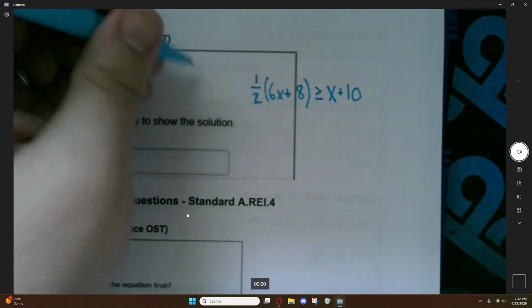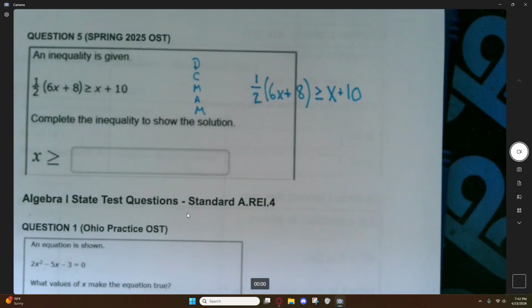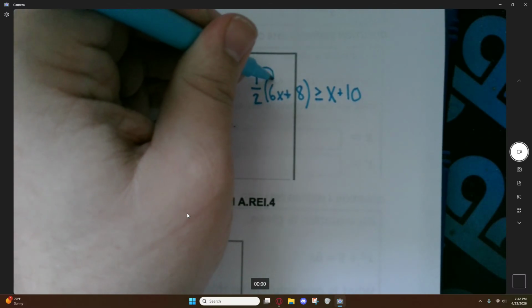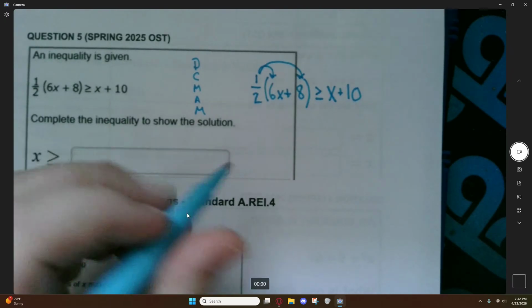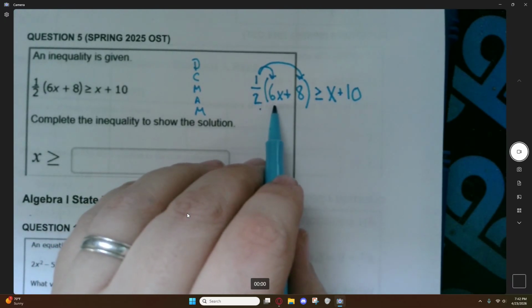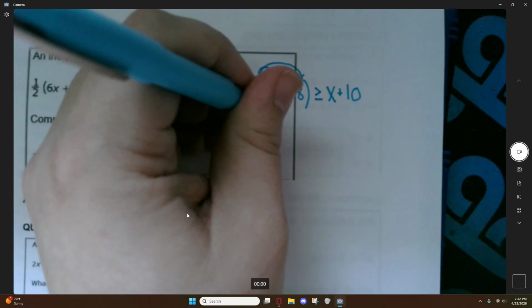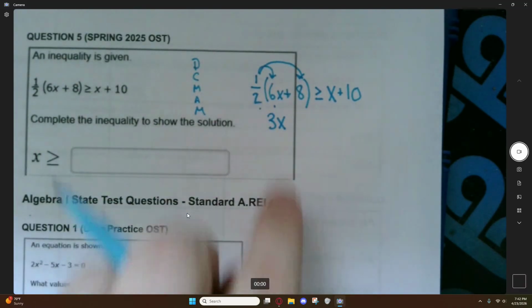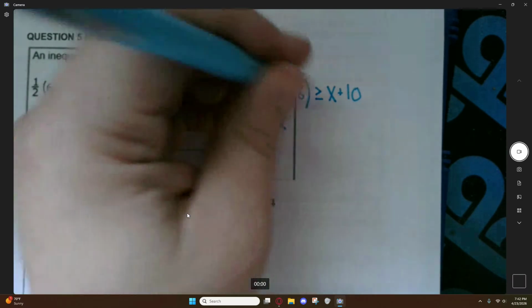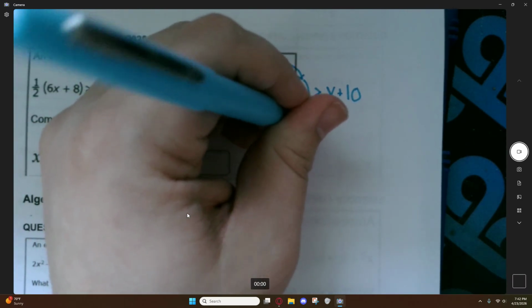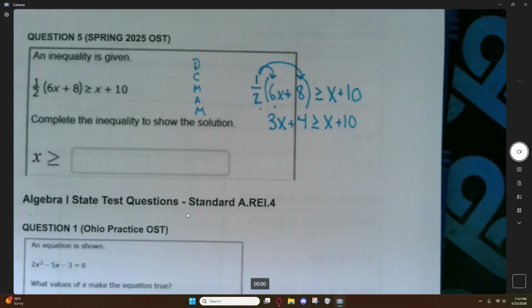All right. So remember, we have Don't Call Me After Midnight. Our first step of Don't Call Me After Midnight is distribution. We distribute this 1/2 to everything in the parentheses. 1/2 times 6x. What's half of 6? What's 6 divided by 2? 3x. 1/2 times 8. What's half of 8? What's 8 divided by 2? Which is 4. Is greater than or equal to x plus 10. Distribution done.